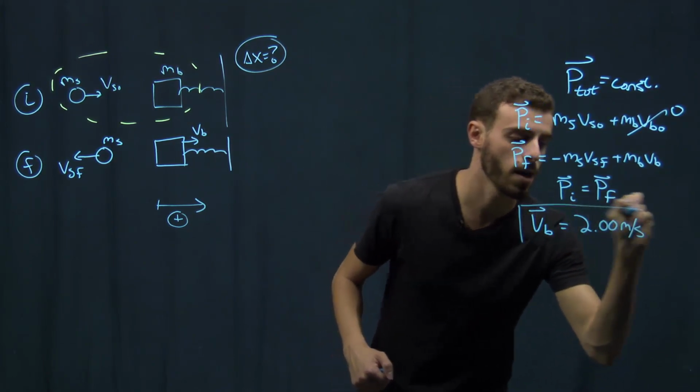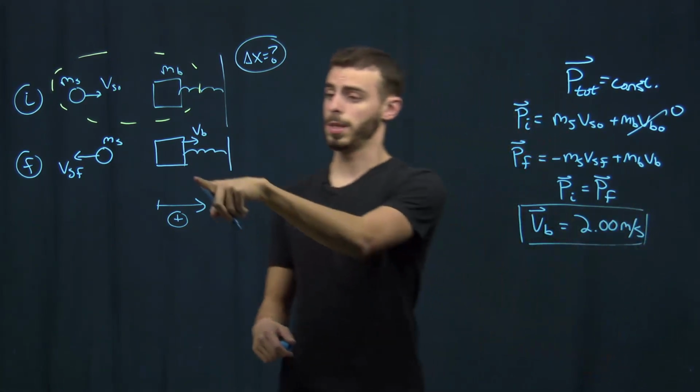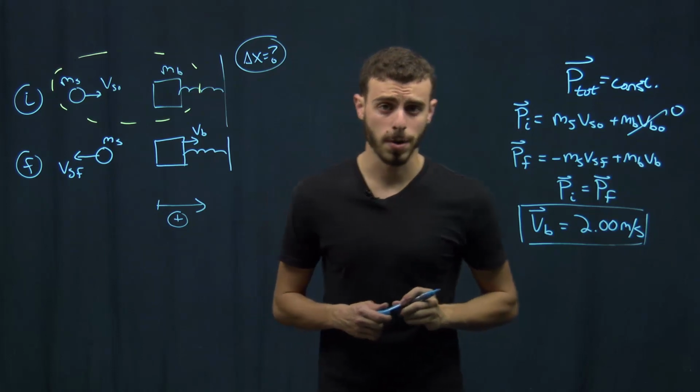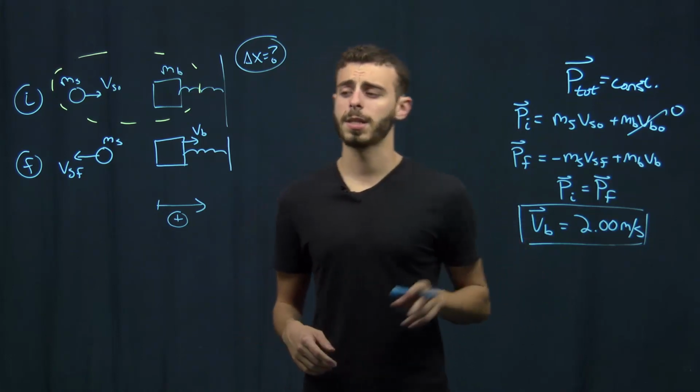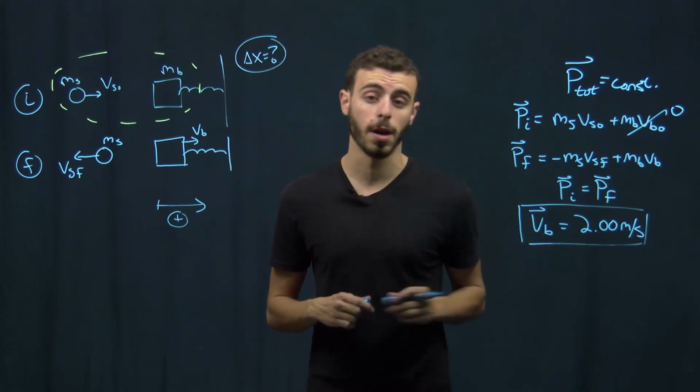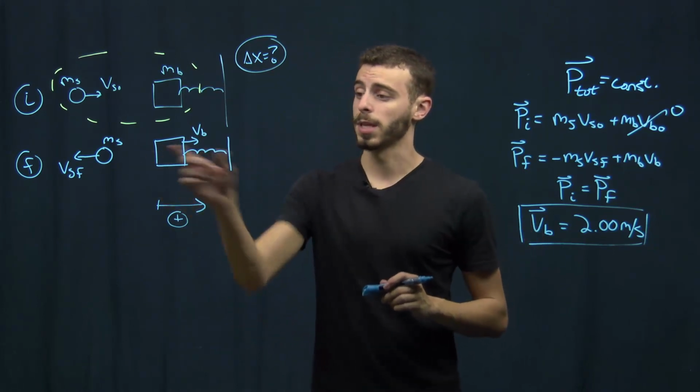And so this is to the right, which is good because, of course, it looks like it should be to the right. If we solve through, we get 2 meters per second. So this is to say our collision gives this block a velocity initial of 2 meters per second. That's what it's going to start at.